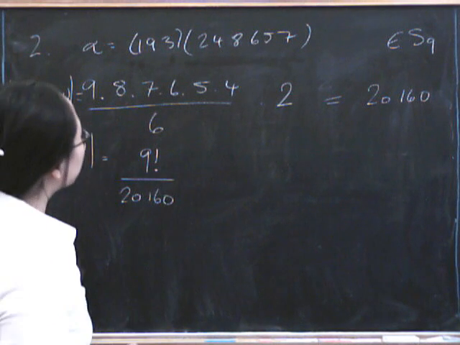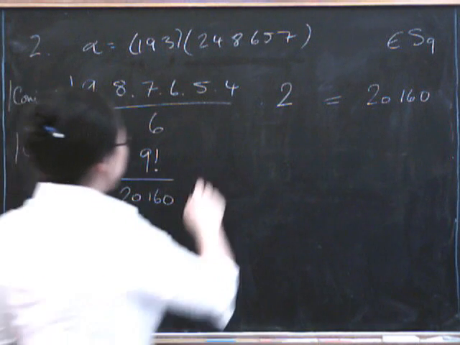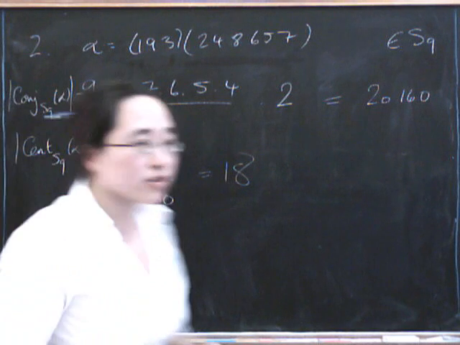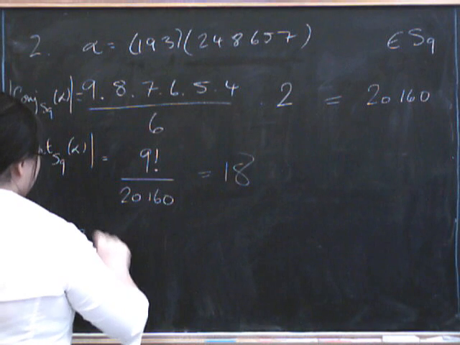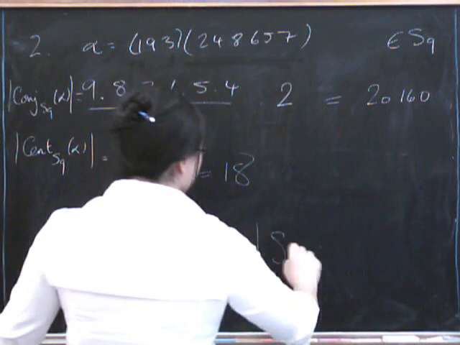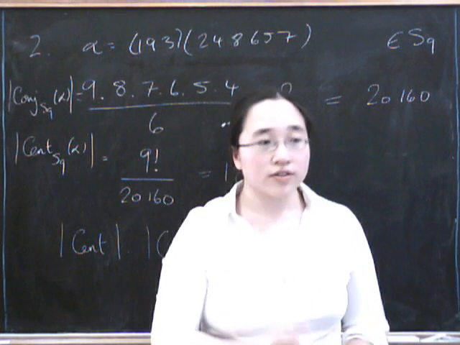You can do that by cancelling everything out if you want, and you discover that what you get is 18. So that's the size of the centralizer there. The thing to remember is that the size of the centralizer multiplied by the size of the conjugacy class equals the size of the group that you're working in. That's all I have to say about question 2.